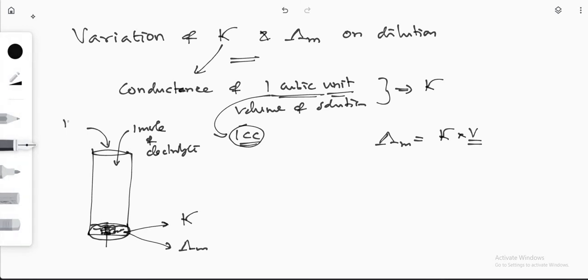Now, what will happen if I add some amount of water? Say, for example, I add 10 ml water. The solution gets diluted and the volume will increase, correct? If volume increases, what will happen, students? Before dilution, let me draw separately so that you can easily understand this.